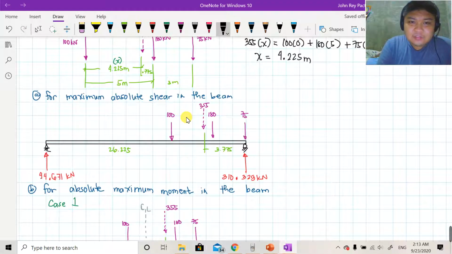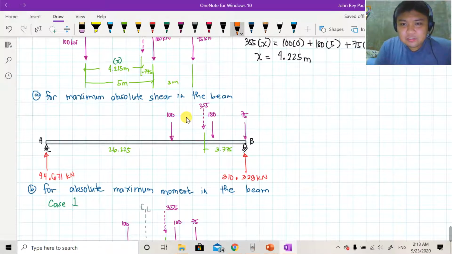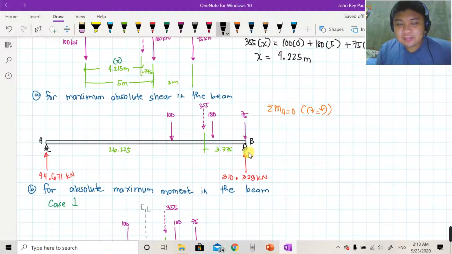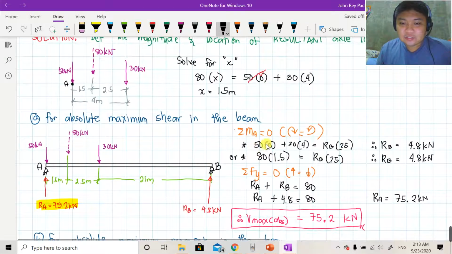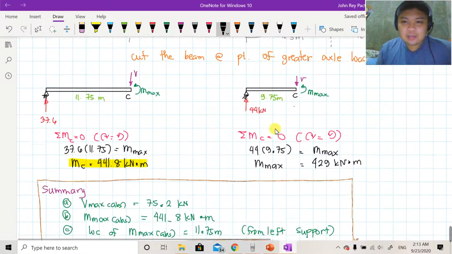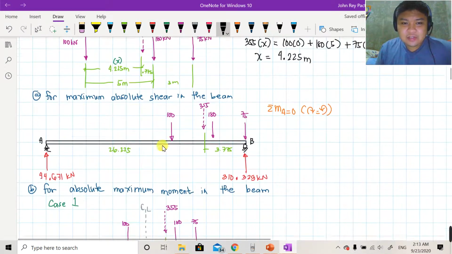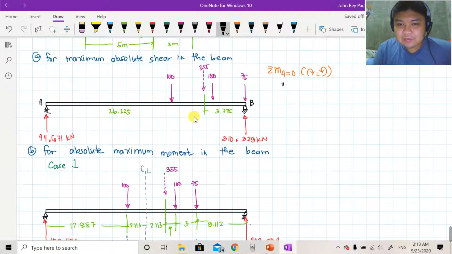Say for instance, no, tawagin nga natin to as point A and point B. So ang gawin nyo lang dito, summation forces, summation moment at A muna equals 0. Clockwise moment equals counterclockwise moment. So therefore, ang mangyayari dyan, so sabi ko nga, pwedeng itong lahat ng loads ang i-consider mo or pwede naman na yung resultant na lang na 355. So kung maaalala nyo, dito nga sa previous video, ito yun, no, dalawang process. Pero parehas din lang naman yung magiging sagot dito. So I will consider the 355 na lang.